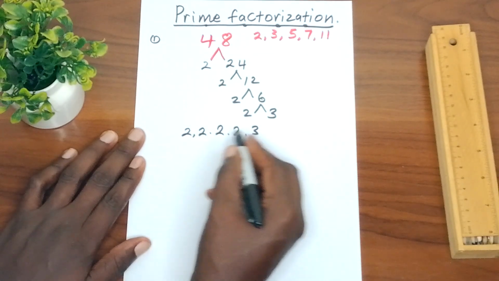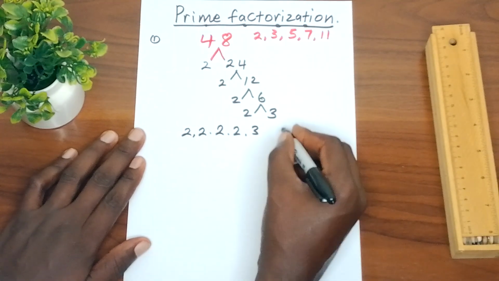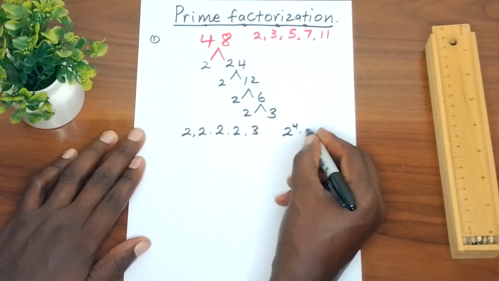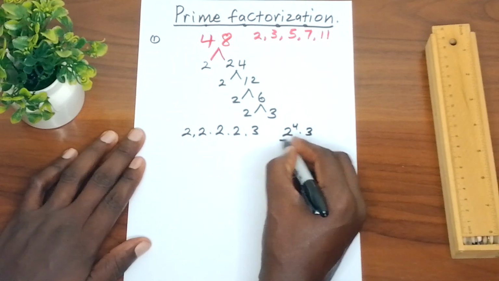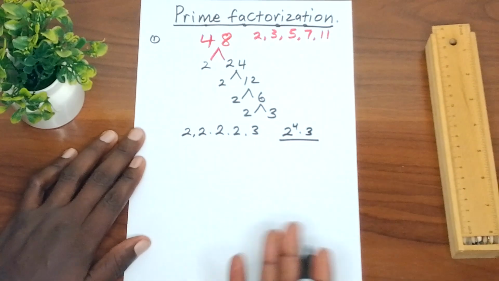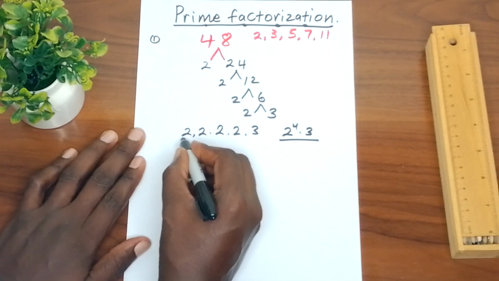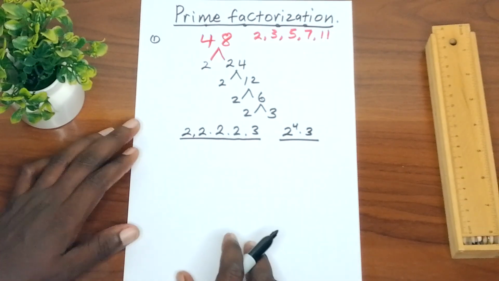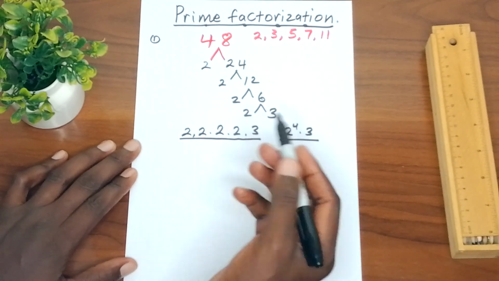Now, there are also many ways of writing the factors. We can count the factors and say 1, 2, 3, 4. So we write 2 power 4 times 3. We can list the factors like that to know that there are 4 2's and 1 3, or we can list them in this format. It depends on the question that you have been asked. If you are asked to list them as powers, you write them like this. If you are asked to just simply say the factors, you can write them like that.